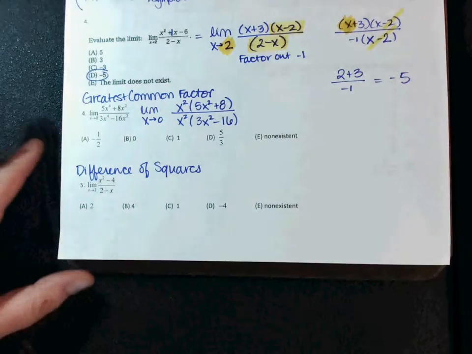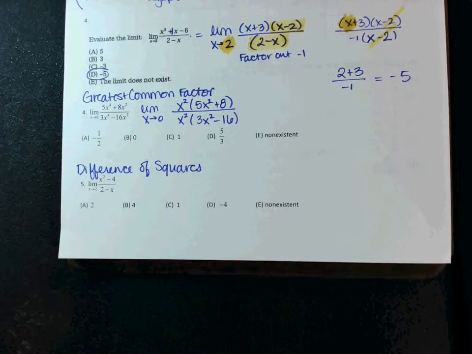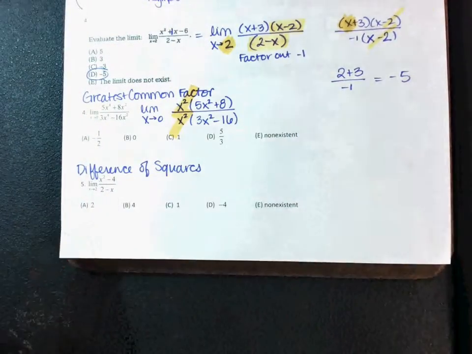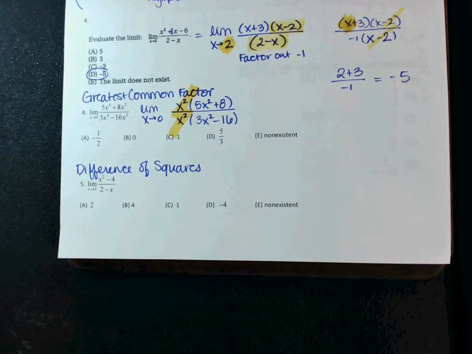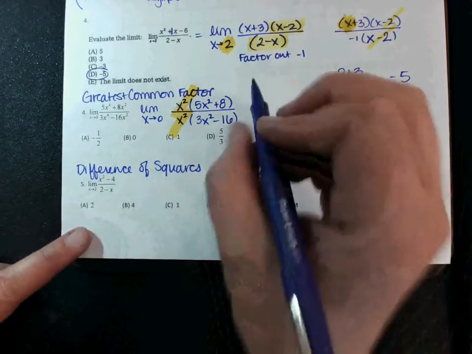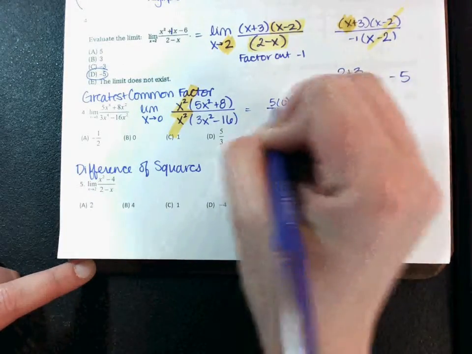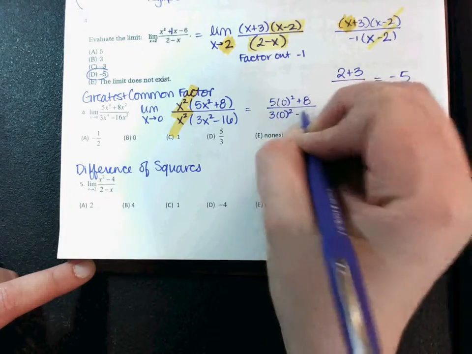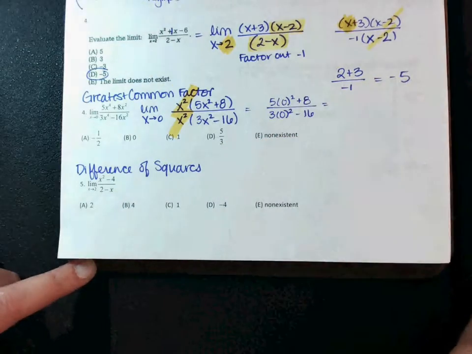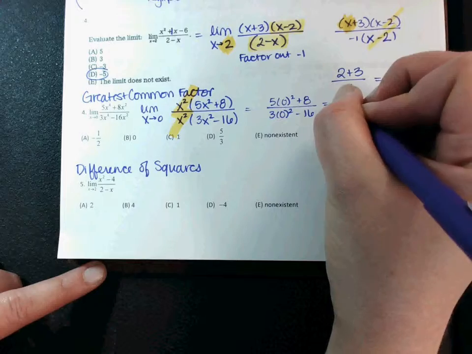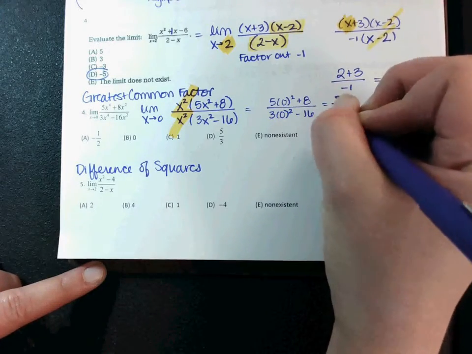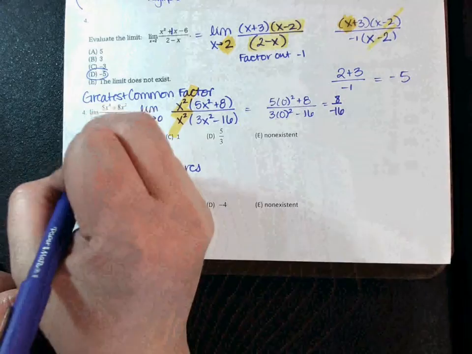So the reason I can't plug in 0 right off the bat is that I get a 0 on the bottom and on the top. So when I cross these guys out, gone, because I ended up with an x squared and an x squared, then what's left over, I can plug 0 into that. Okay? So I'm going to have 5 times 0 squared plus 8, and then 3 times 0 squared minus 16. What do we get on top? 8 over negative 16, which reduces to negative a half.